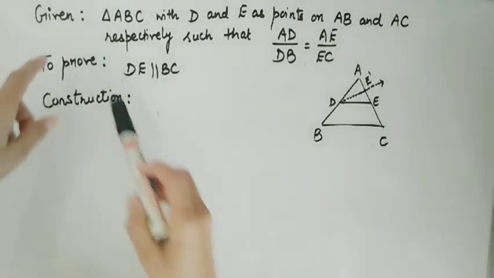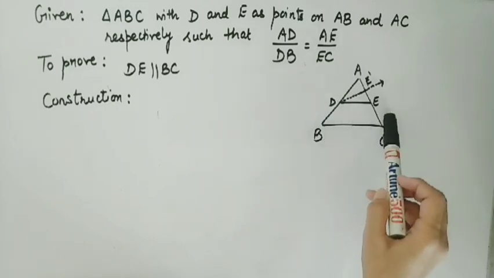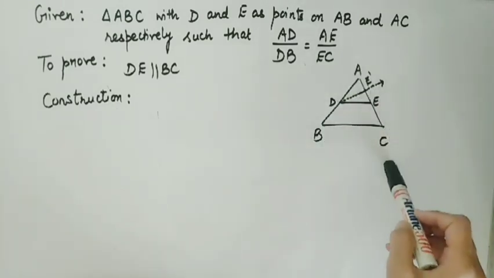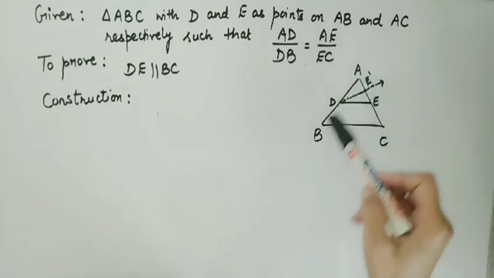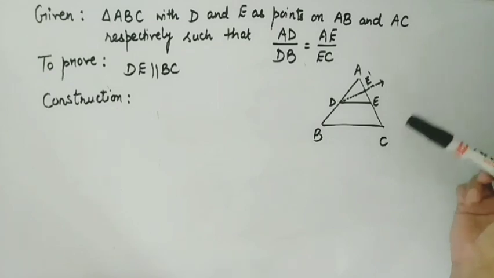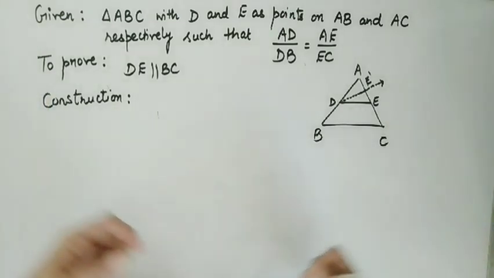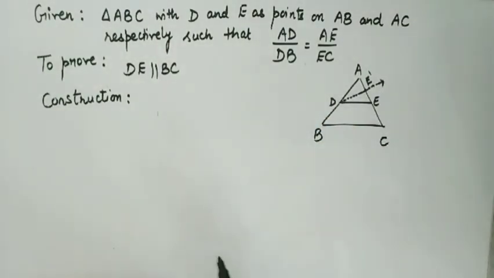The given information with us is there is a triangle ABC with D and E as points on AB and AC respectively, such that the ratio AD by DB is equal to AE by EC. This much we know, and we are asked to prove that this line DE is parallel to BC. So we would do it by contradiction.